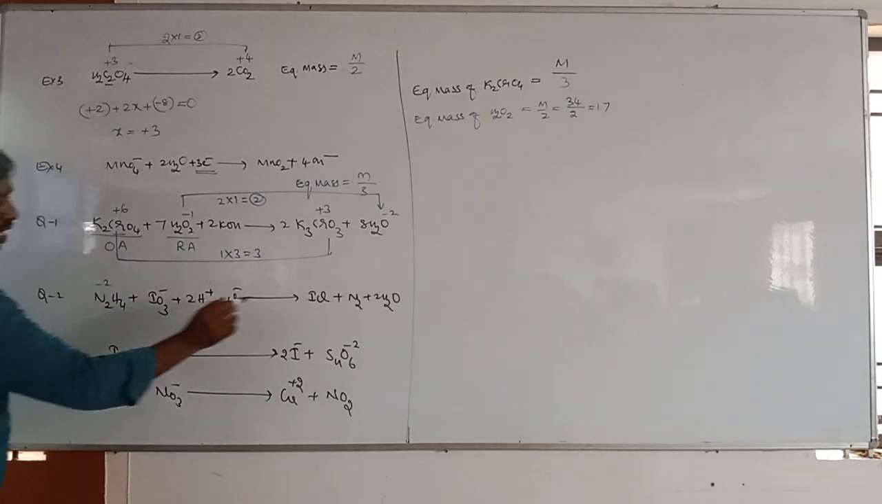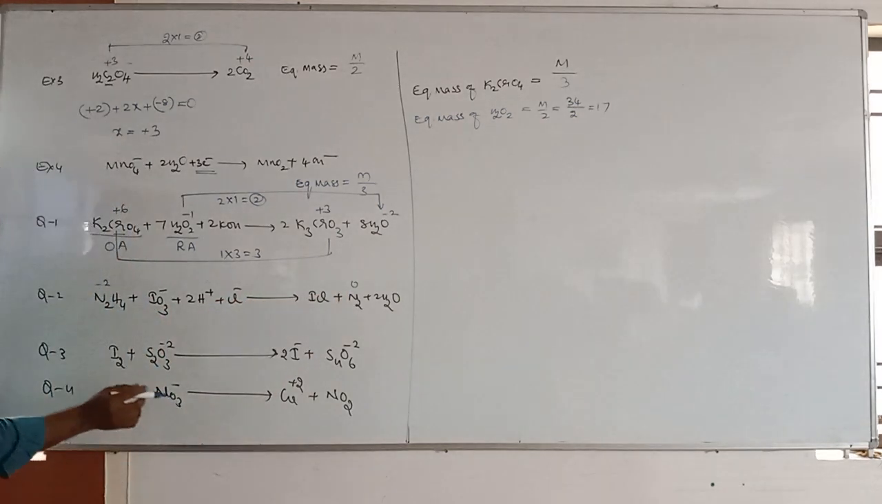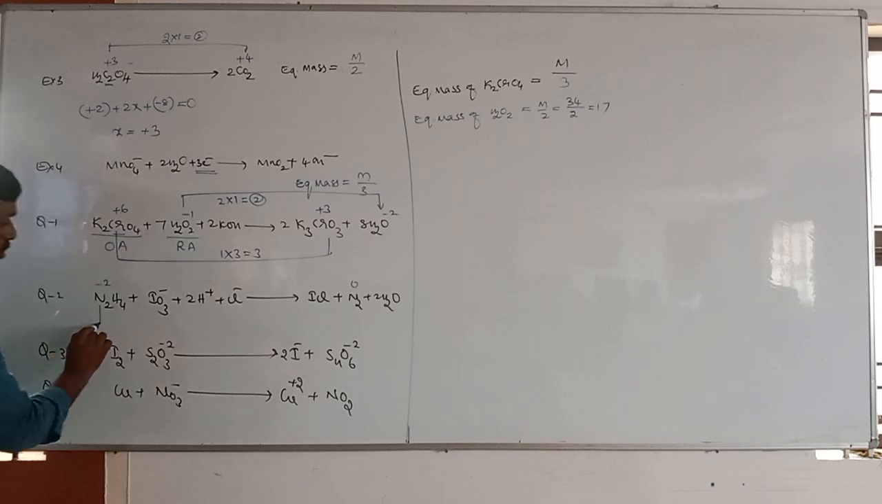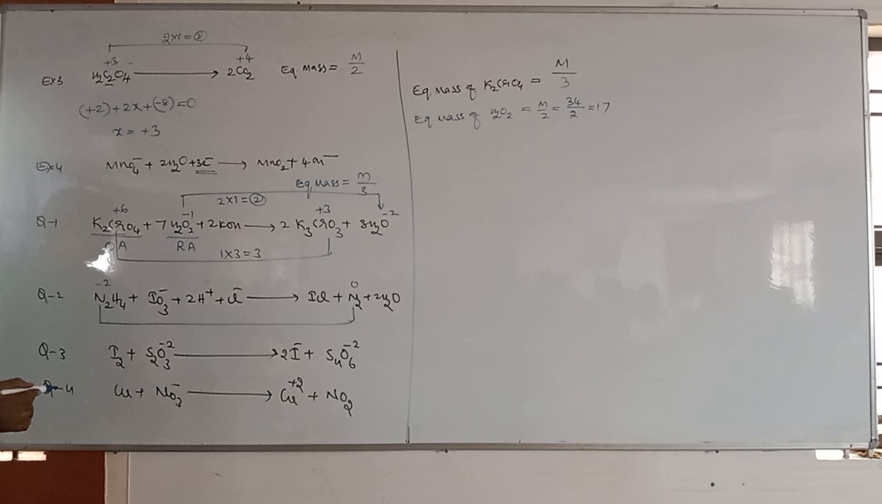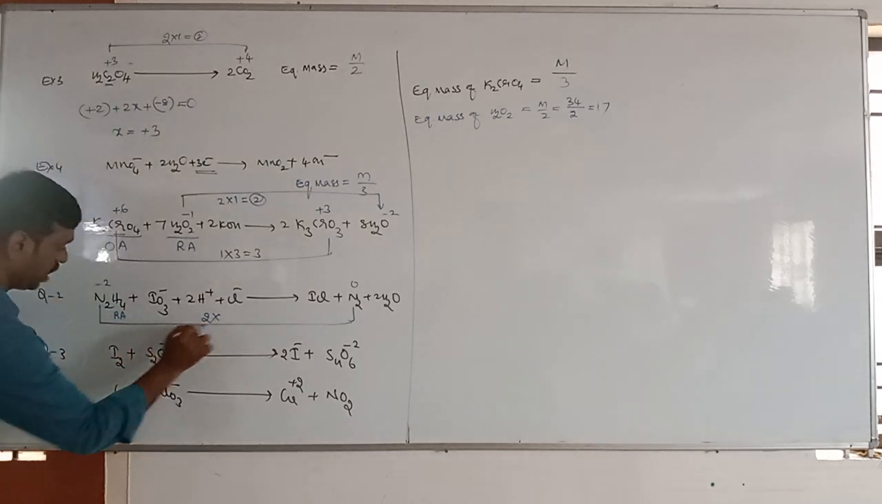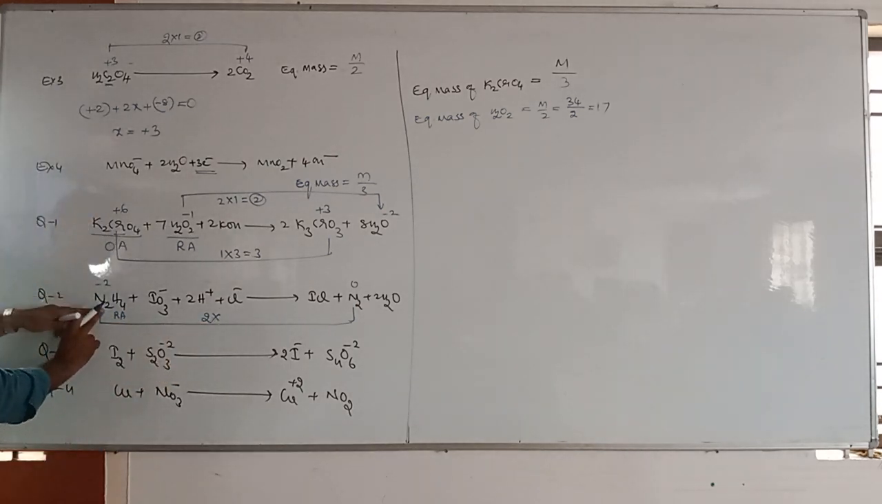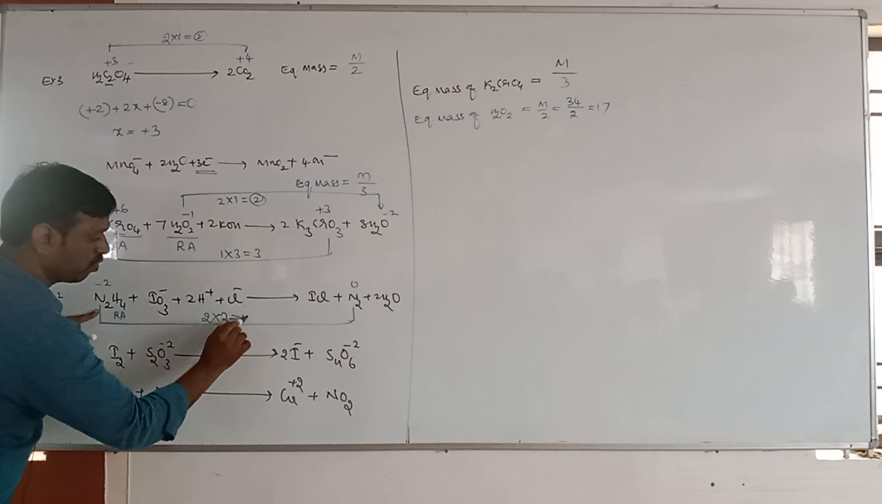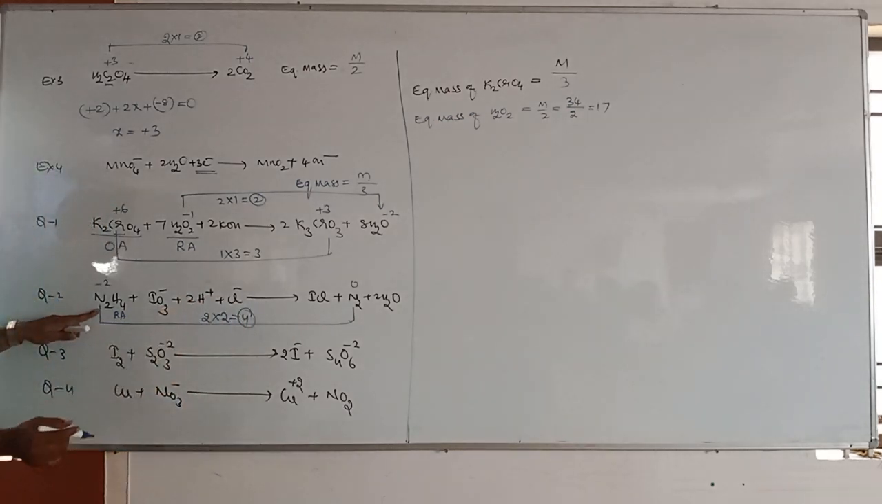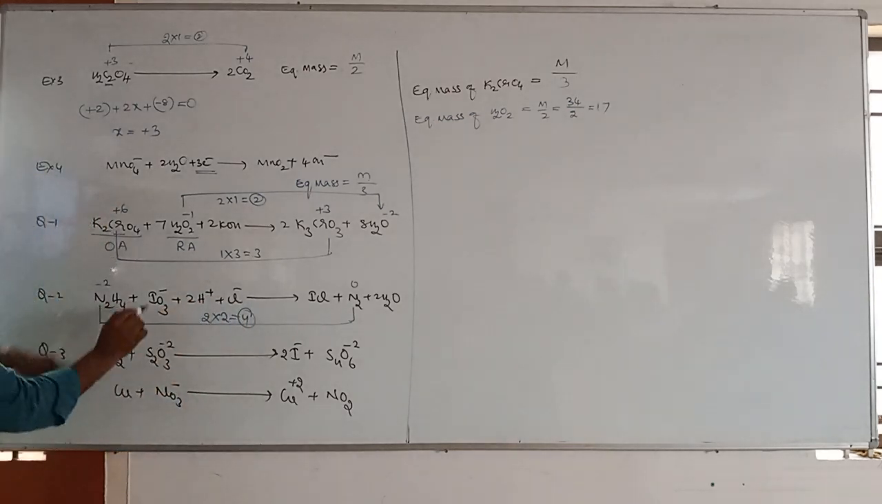Here nitrogen is -2 to 0, which is oxidation, therefore it is a fine reducing agent. Now calculate the change in oxidation state. There are 2 nitrogen atoms, so the change is -2 to 0, which is 2, and 2 into 2 is 4, so M by 4. That's it. Next, iodine.